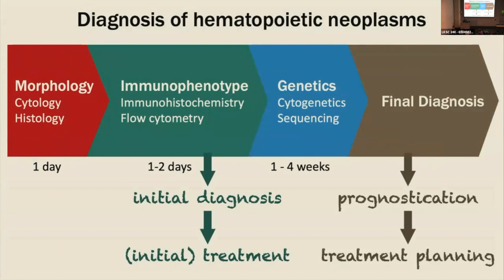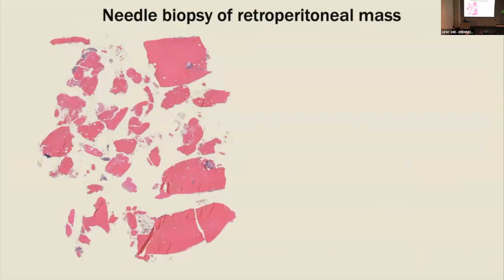And most of the time it either confirms what we already thought, or of the 3 things we narrowed it down to, it tells us which one of those it was. And also refines the subtyping and the prognostication. So let me give you an example.